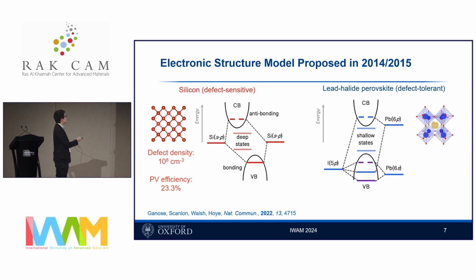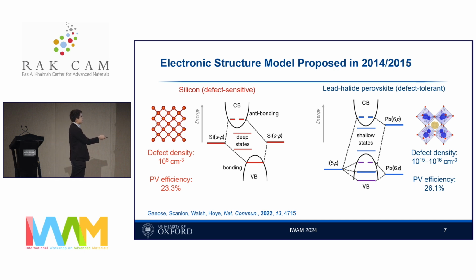Now, to make a fair comparison, I'm looking at the efficiencies of polycrystalline silicon devices. I want to make a fair comparison with polycrystalline lead-halide perovskites, which have much higher efficiency, despite having millions of times more defects. And this model here proposes why this might be the case, why we can have more defects in perovskites, but still be more efficient.